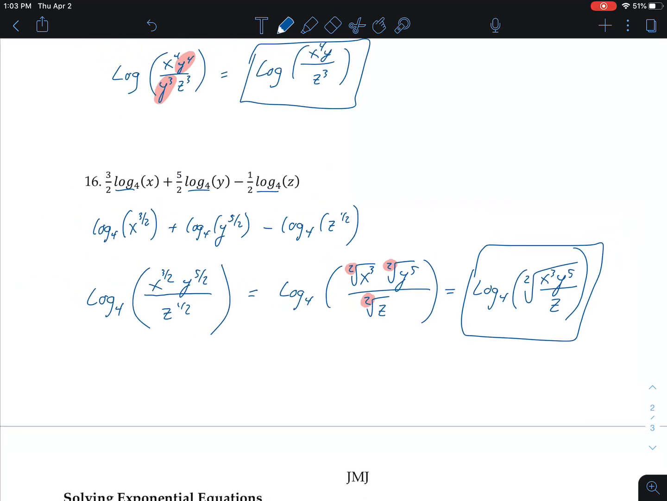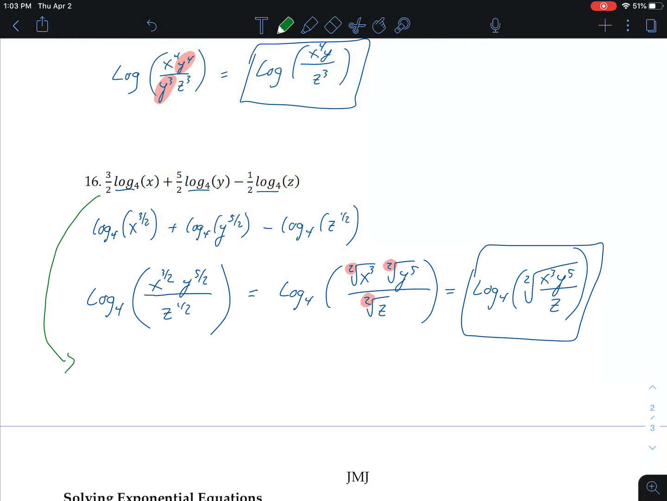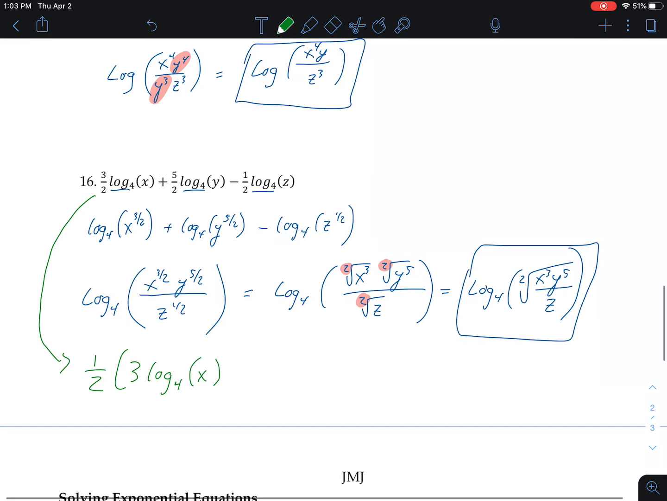Okay? All right, so let's look at how you could do this another way. The other way to do this would be, from the beginning, you have a 3 over 2, a 5 over 2, and a 1 over 2. So it's really like a GCF of 1/2. When you take that out, it's 3 log 4 of x plus 5 log 4 of y, right? Taking out a GCF of 1/2. And log base 4 of z.